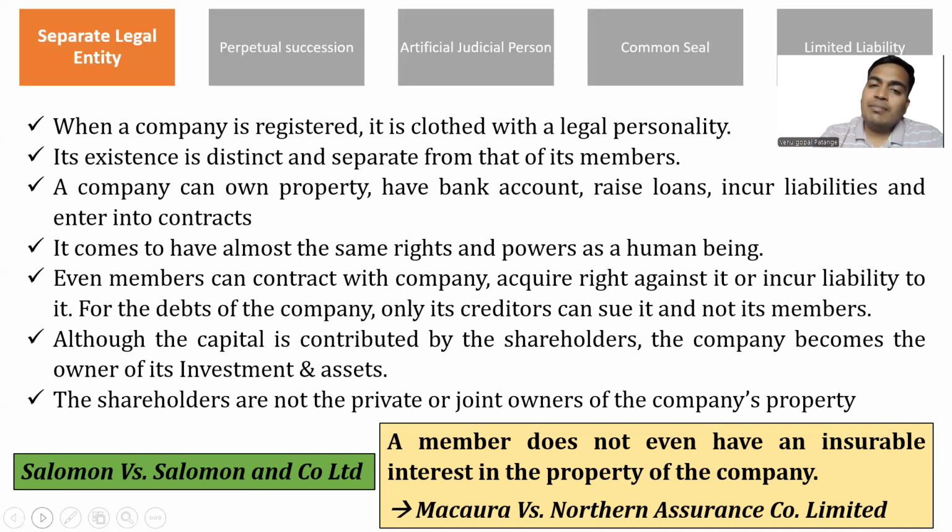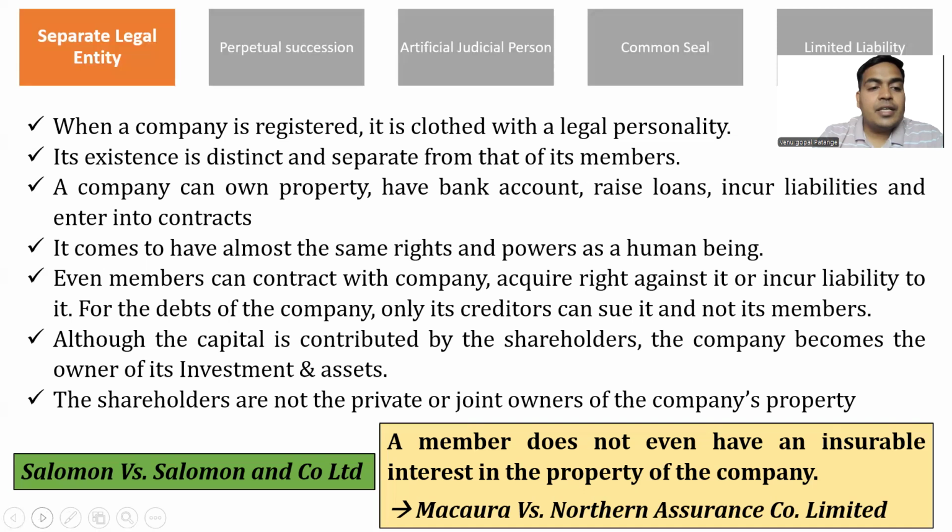Hence, the insurance claim taken by Macaura cannot be claimed for damage caused to the timber, which is the property of the company. This also gives the significance of separate legal entity. In the first case, the judgment is in favor of Salomon. In the second case, the judgment is not in favor of Macaura, but in favor of Northern Assurance Company Limited. This is with regard to separate legal entity.